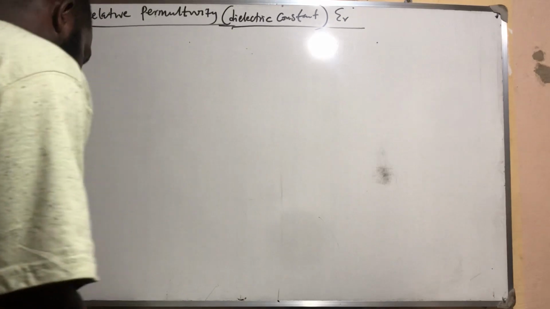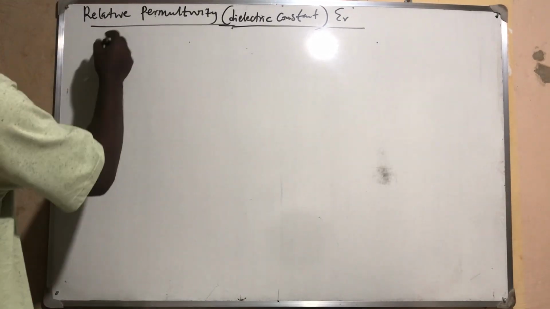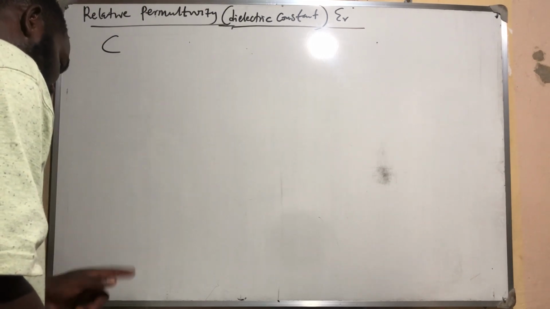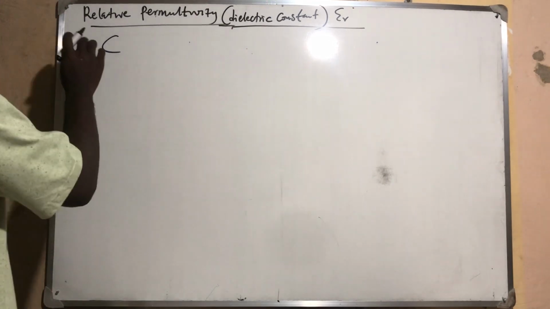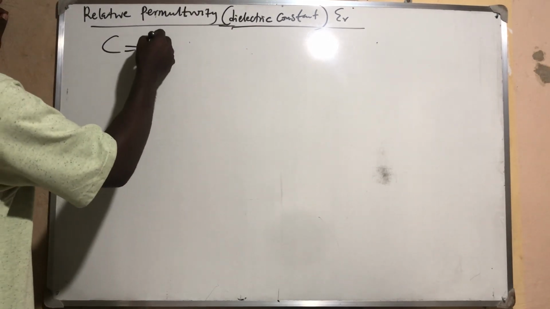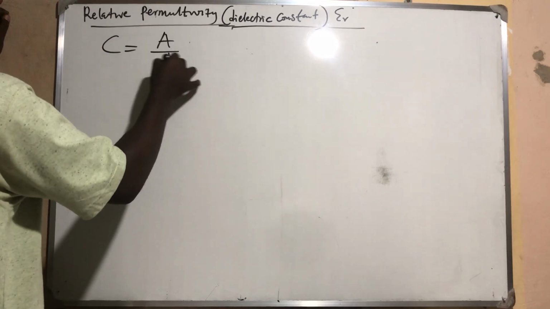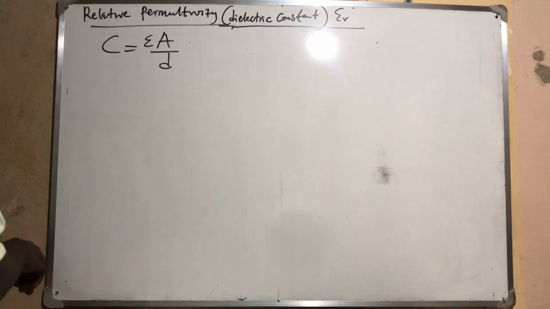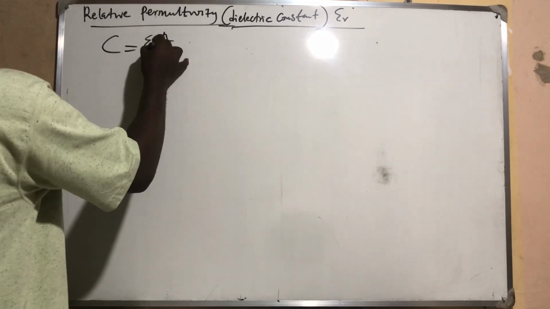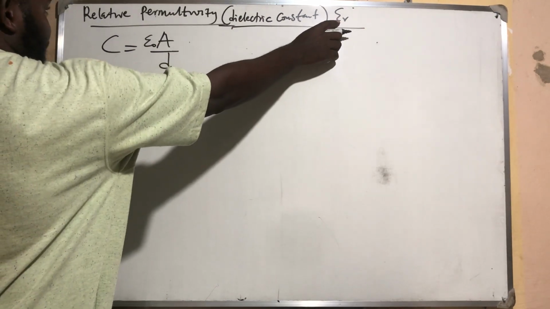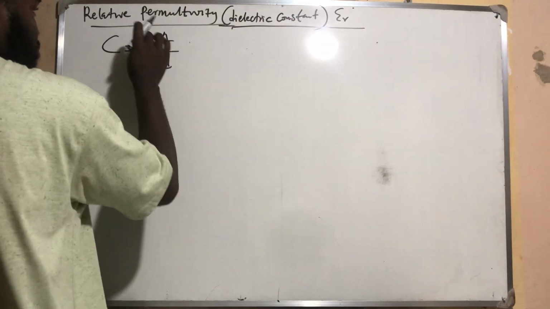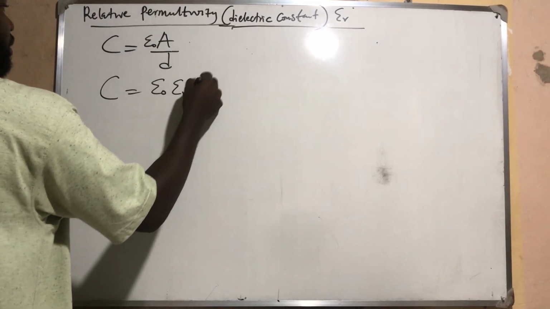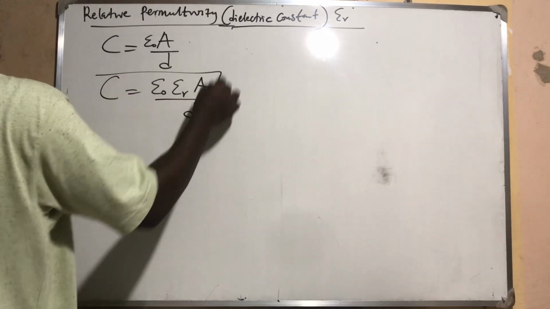Given the capacitance of a capacitor C, you know that C is directly proportional to A and inversely proportional to D, where E is the permittivity of free space, E naught. Then anytime there is a dielectric constant or relative permittivity, just multiply it with this. So C is equal to E naught ER A over D. This is very, very important.